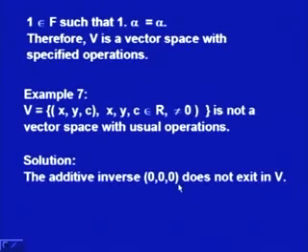So this is one property which says that V is not a vector space. This does not belong to V, because if it has to belong to V, then the third component must be c, and c is not 0, so (0, 0, 0) cannot belong to V. So because of this reason we can say that (x, y, c) is not a vector space with usual operations.